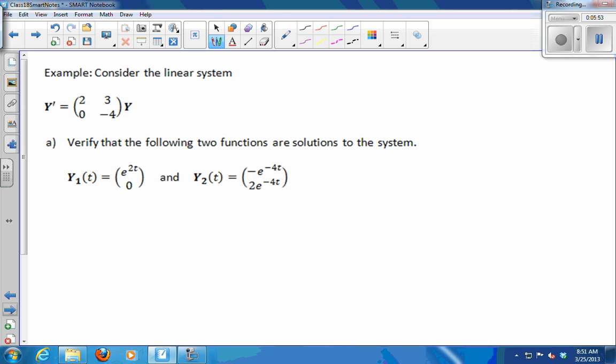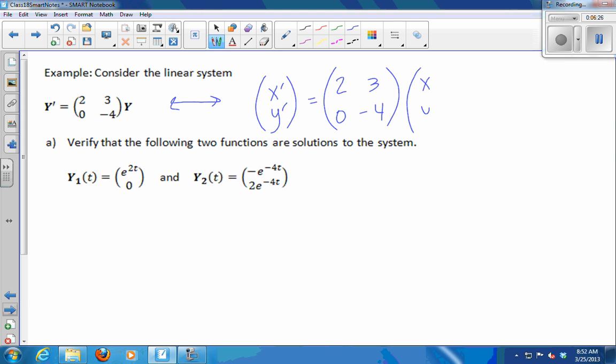All right, so here's a linear system. Y prime bold, which really is x prime, y prime as a vector, is equal to 2, 3, 0, negative 4 as my matrix A, times the vector y, which is really x and y in a vector. So I could rewrite this: x prime, y prime is equal to 2, 3, 0, negative 4 times x, y.